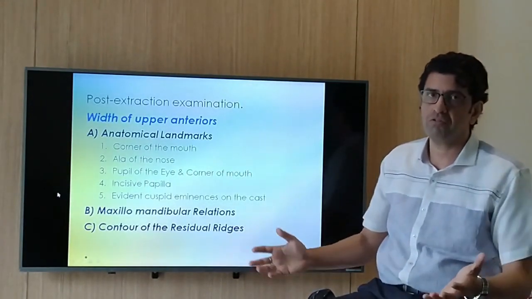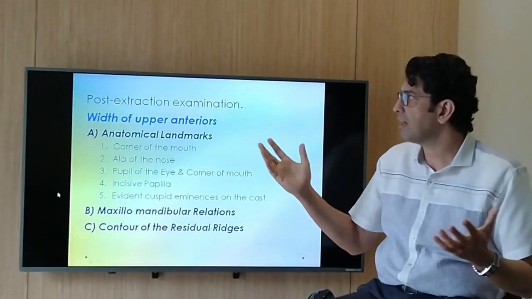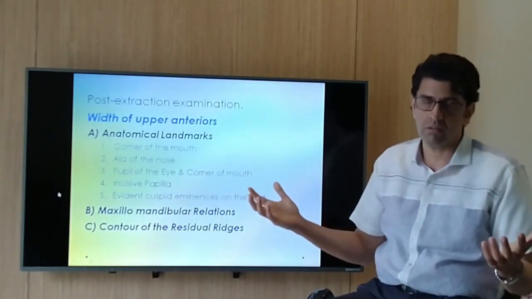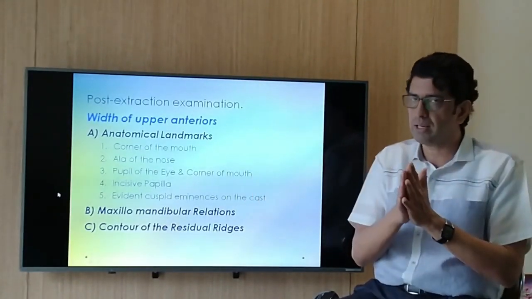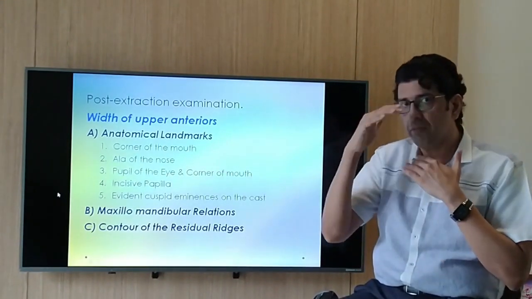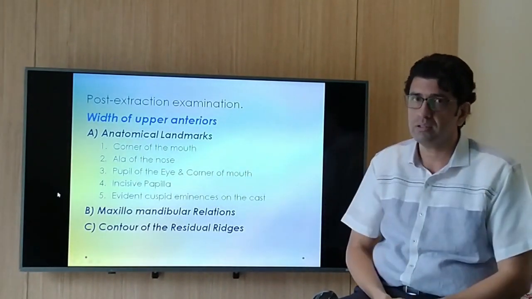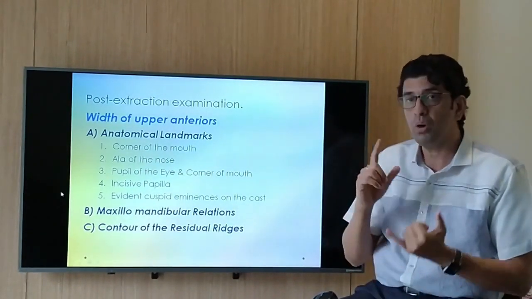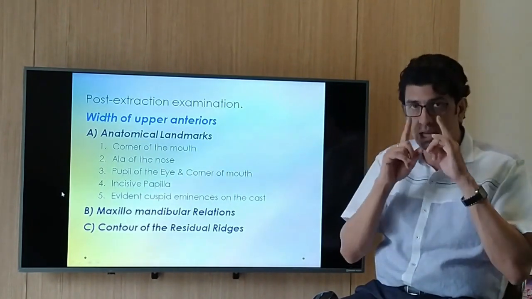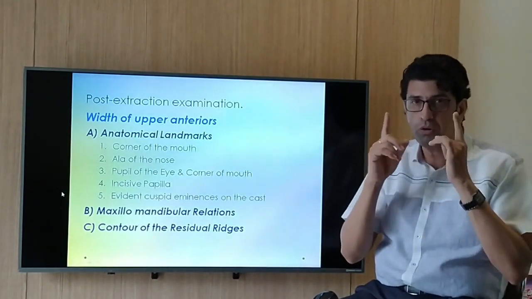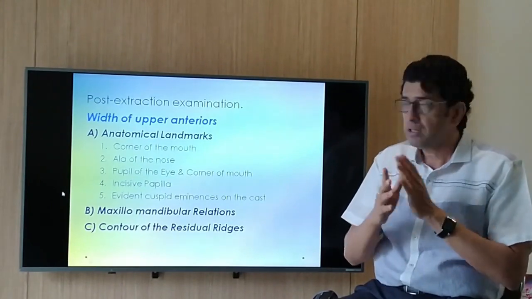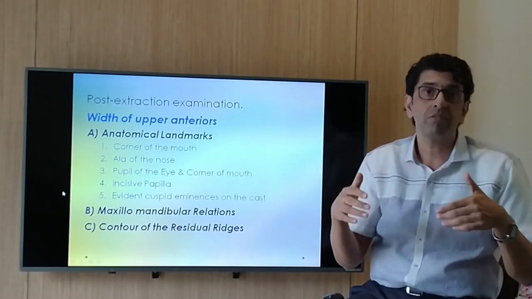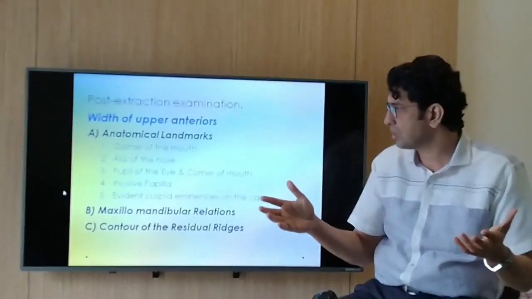Suppose you don't have any of this information, and the patient just walks in and you have only the post-extraction records. Then you can use some anatomic landmarks. You can still use Pound's method of determining the size of the anteriors, but you can use certain other anatomic landmarks as well. Number 1, you can use the contour of the mouth. 2, you can use the ala of the nose. 3, you can use the pupil of the eye and the contour of the mouth combination. 4, you can use the incisive papilla, and 5, you can use the cuspid eminences if they are evident on the cusp. So these are things that you can use.